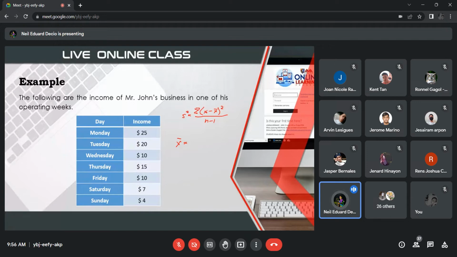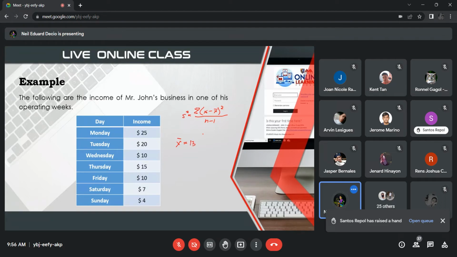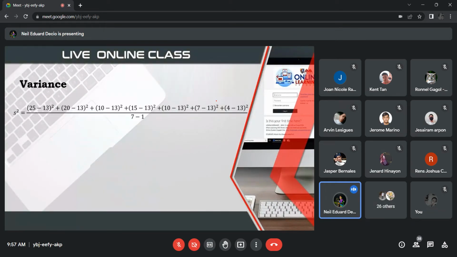So that means that we have to subtract all of Mr. John's incomes here by 13, because X bar is 13, right? So according to the formula, all of this data would be subtracted by 13. Then after we subtract, once we get the difference, we square it, and then we take the summation of all of those values. So if we manually input it in the formula, this is the output we will get.